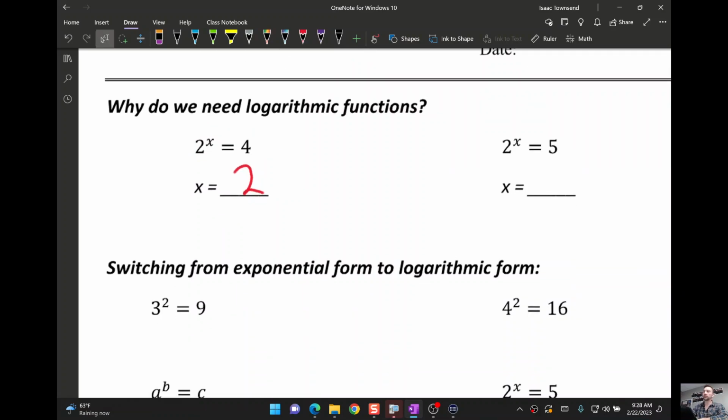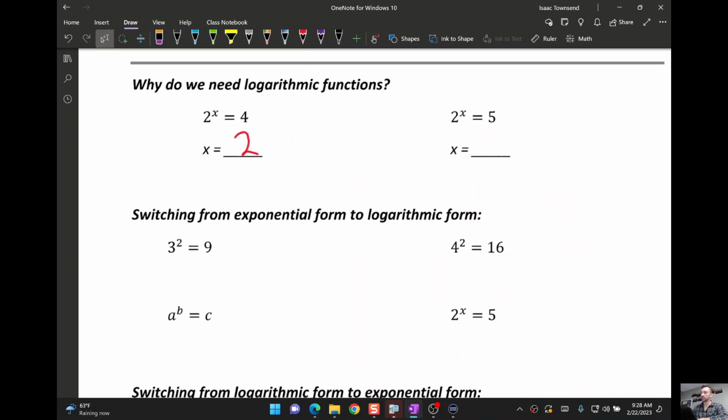But over here, 2 to what power gives you 5? Because that's not a nice whole number, it's not something that we can quickly do. So we'll come back to this one once we do this, because it's the same thing. So we've got some tricks on how to solve, but this is why logarithmic functions are needed.